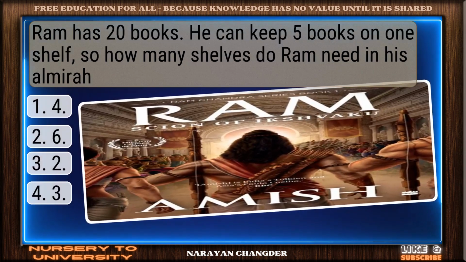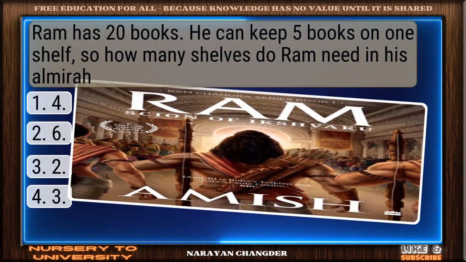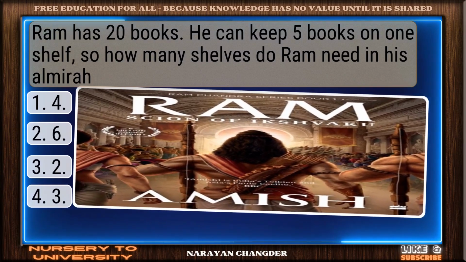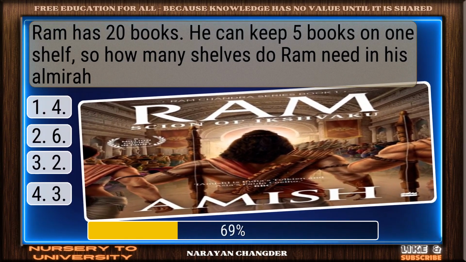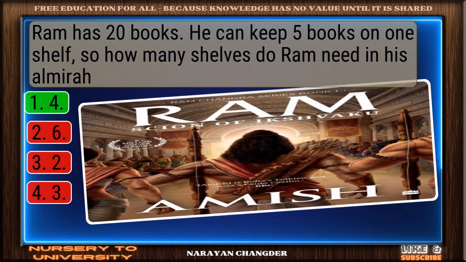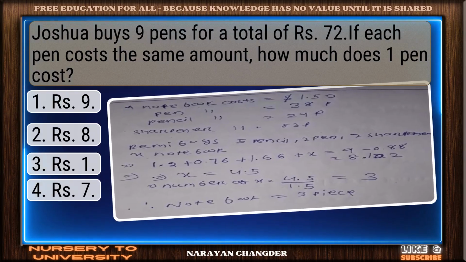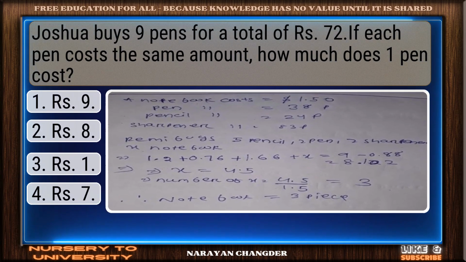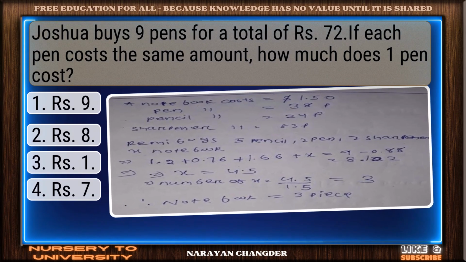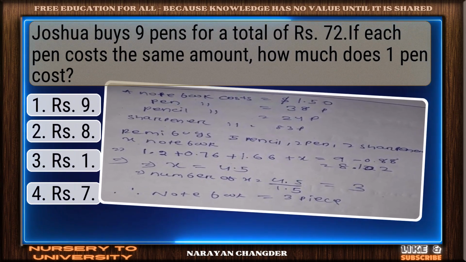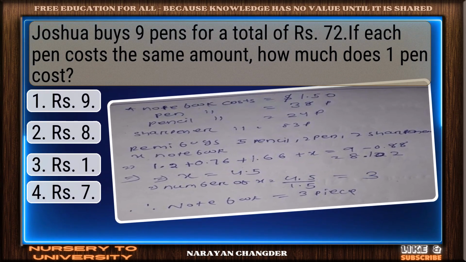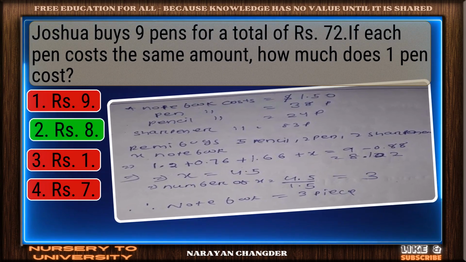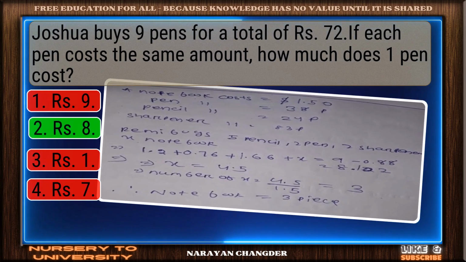Ram has 20 books. He can keep 5 books on one shelf. So how many shelves does Ram need in his almirah? Bravo, 4 is the answer. Joshua buys 9 pens for a total of 72. If each pen costs the same amount, how much does 1 pen cost? Smart move. 8 is an accurate answer.